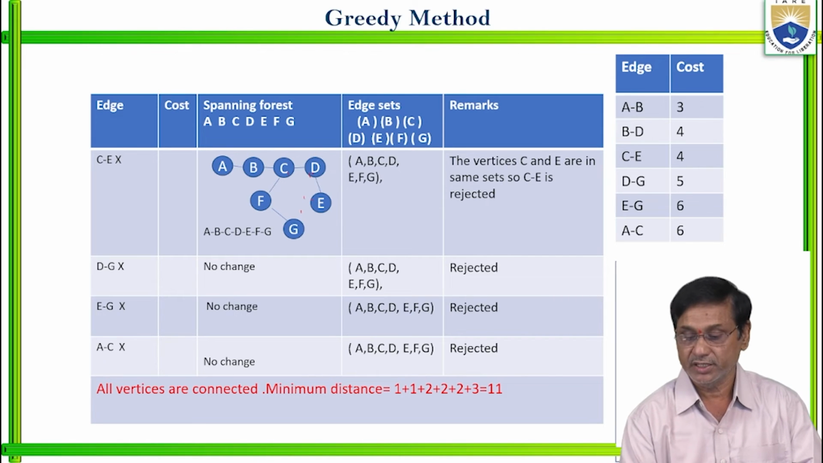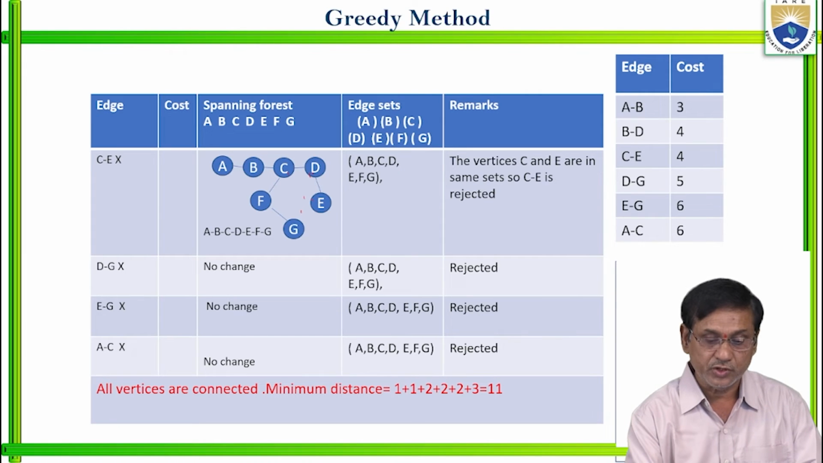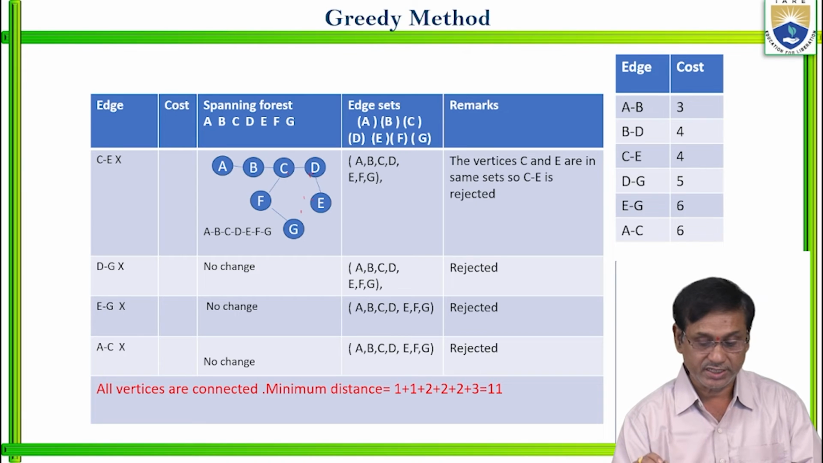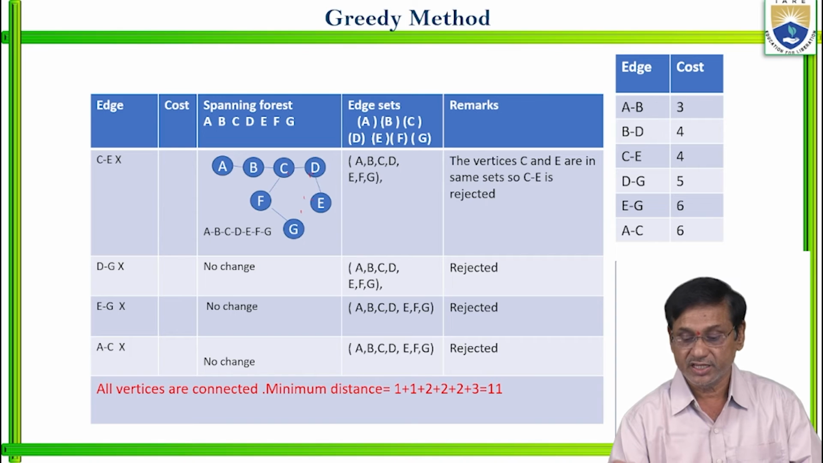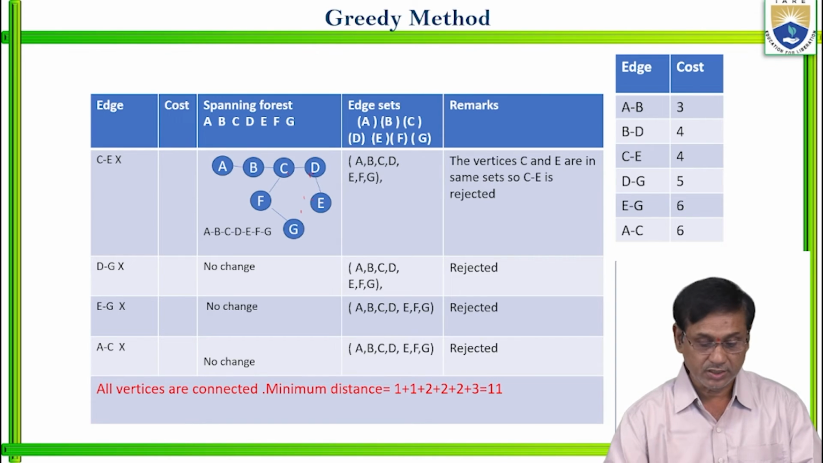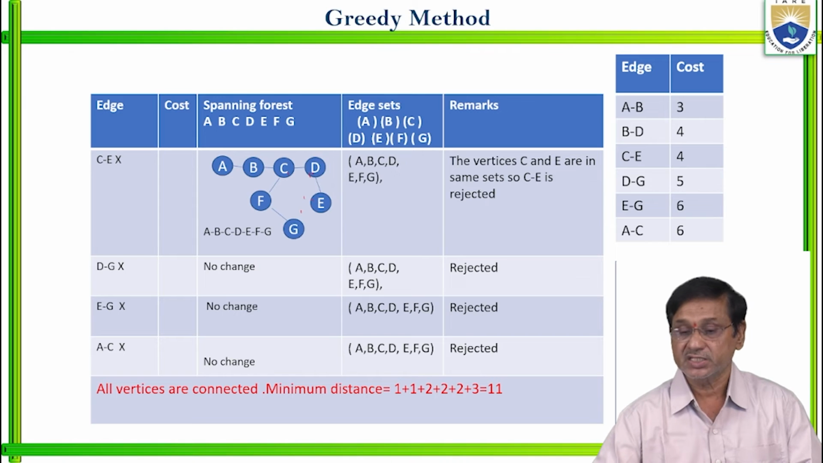Next, coming to the AC. AC also, a loop is forming. If you join AC, a loop is forming, so it is also rejected. Why is it rejected? The vertices A and C are in the same set, so it is rejected. Now, all the vertices are connected and the minimum distance is 1 plus 1, 2 plus 2 plus 2 plus 3, so the total distance is 11.